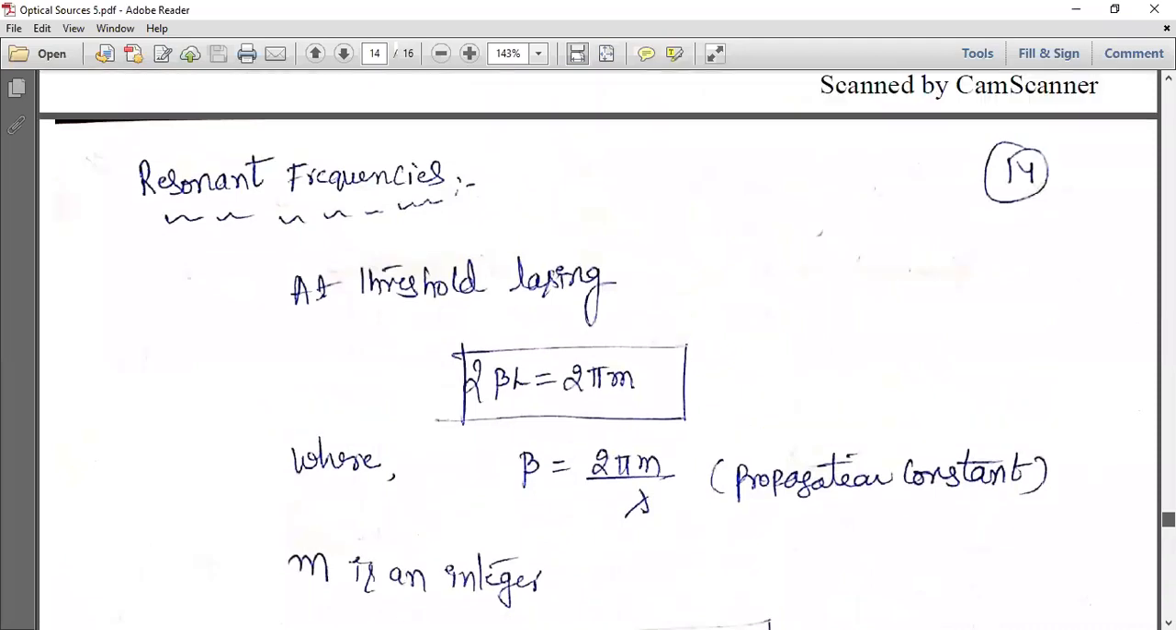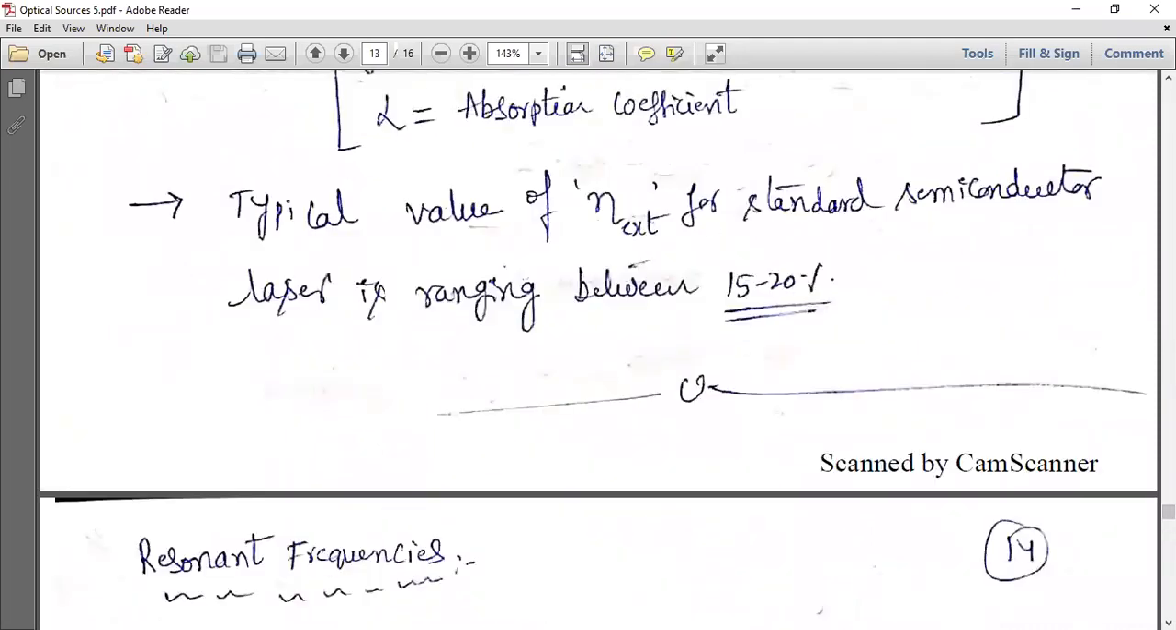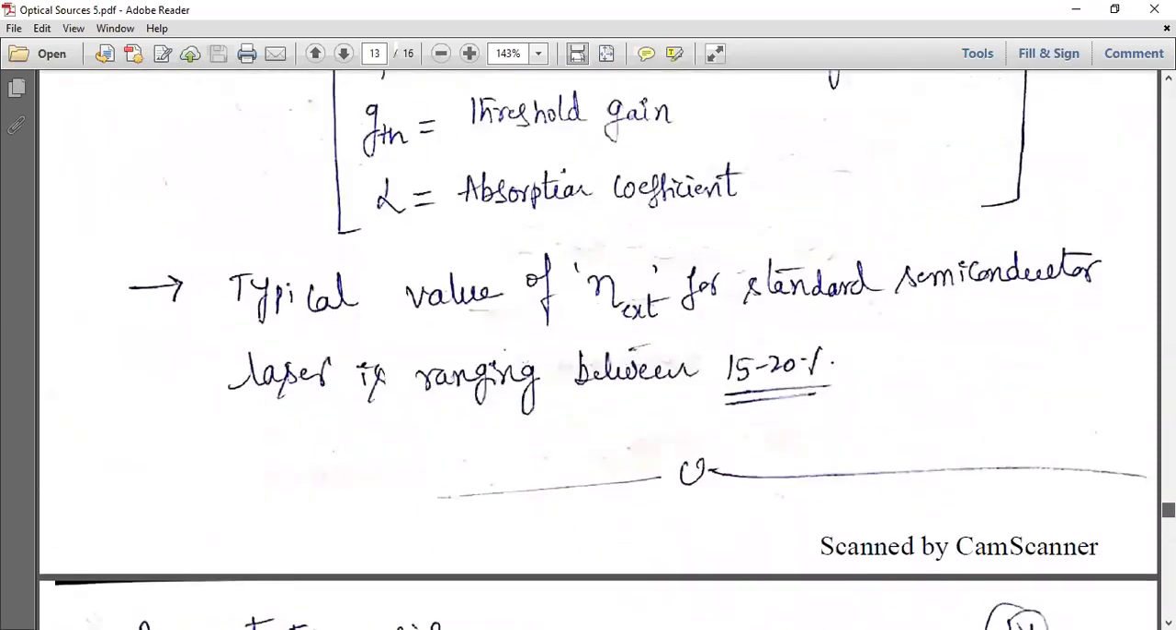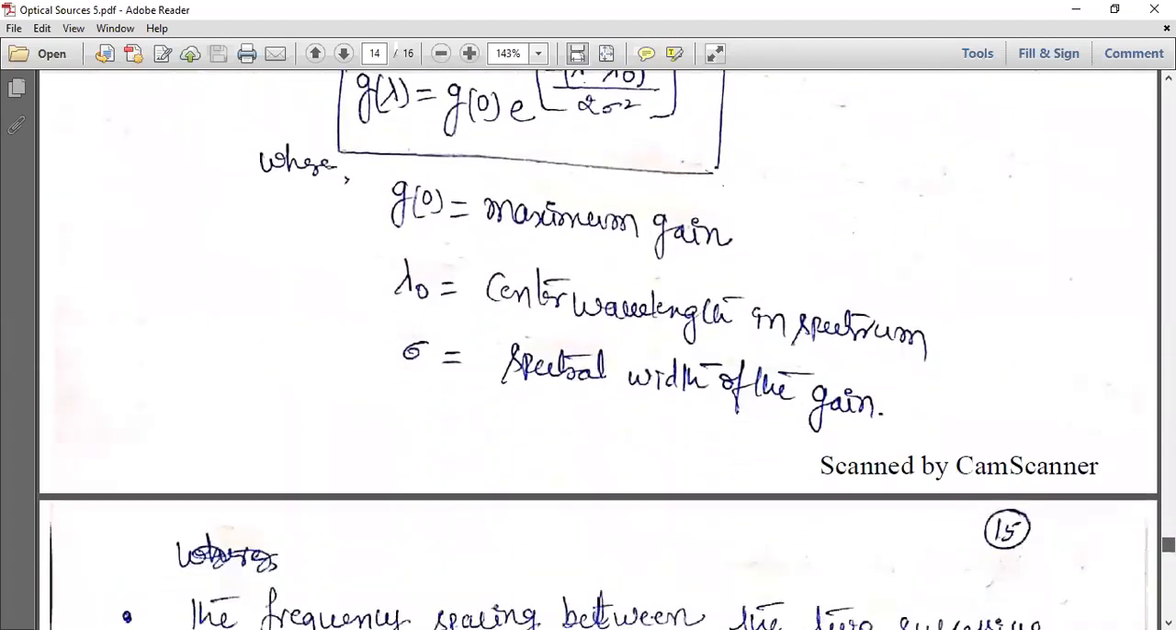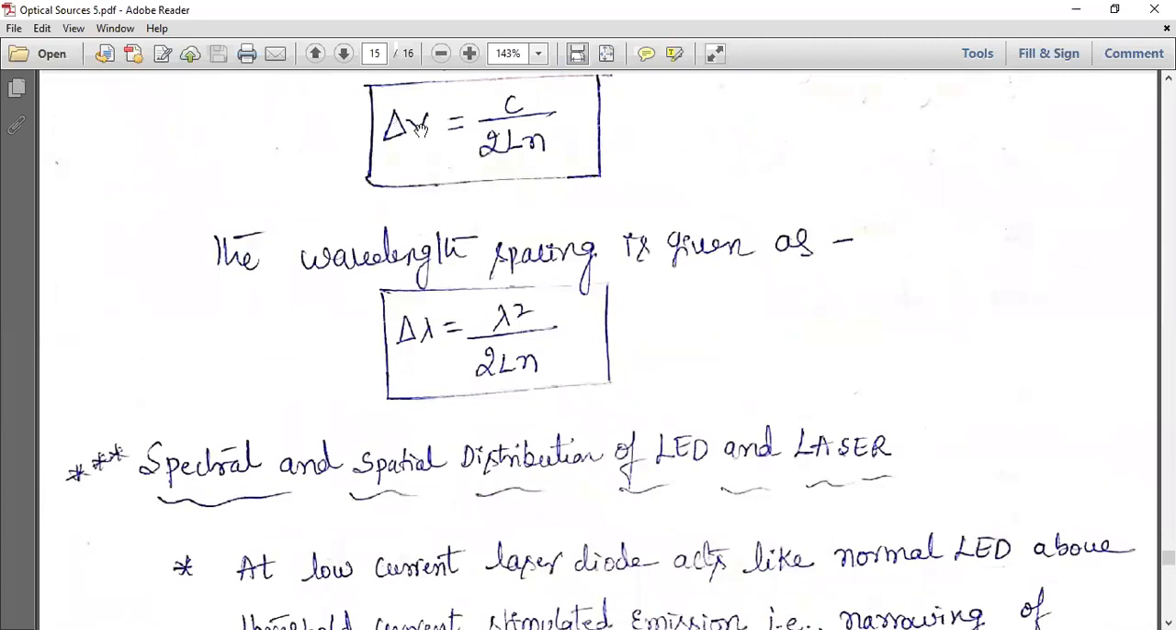So for resonant frequency, you write this, and we have stopped at this point, right? Now you replace m, and you get an equation called delta f or delta v, the frequency spacing. This frequency is dependent on the velocity of light in vacuum, the distance between the Bragg grating and the reflector, and the refractive index. So this you can remember.